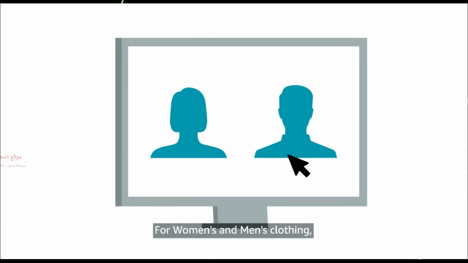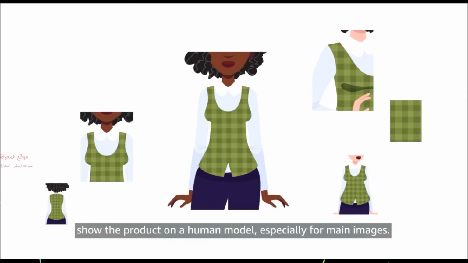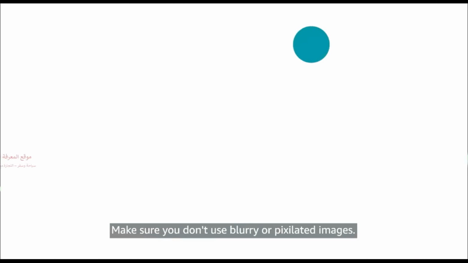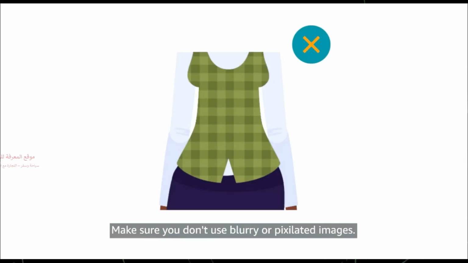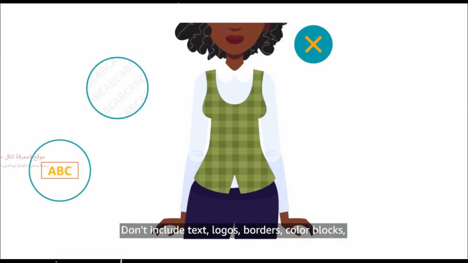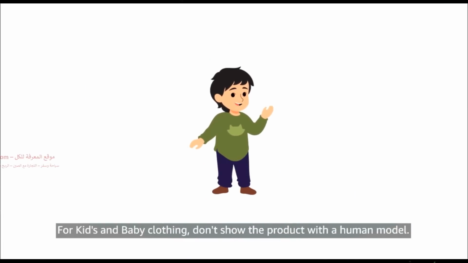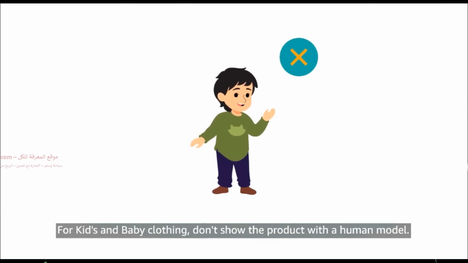For women's and men's clothing, show the product on a human model, especially for main images. Make sure you don't use blurry or pixelated images. Don't use images with accessories or props. Don't include text, logos, borders, color blocks, watermarks, or other graphics. For kids and baby clothing, don't show the product with a human model.